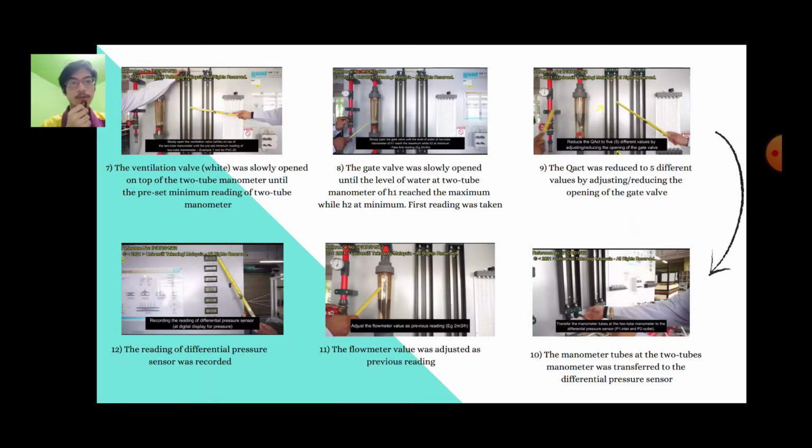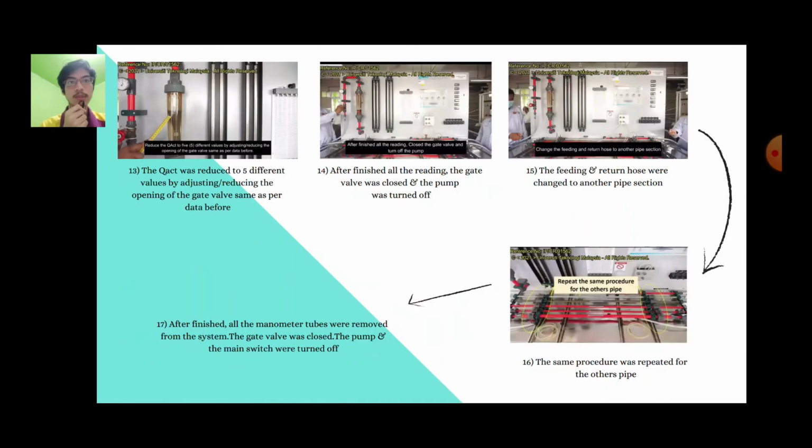Eleventh, the flow meter value was adjusted as per the previous reading. Twelfth, the reading of the differential pressure sensor was recorded. Thirteenth, the Q was reduced to 5 different values by adjusting the opening of the gate valve, same as the data before. Fourteenth, after finishing all the readings, the gate valve was closed and the pump was turned off. Fifteenth, the feeding and return hose were changed to another pipe section. Sixteenth, the same procedure was repeated for the other pipes. And lastly, after finishing, all the manometer tubes were removed from the system. The gate valve was closed, and the pump and the main switch were turned off.